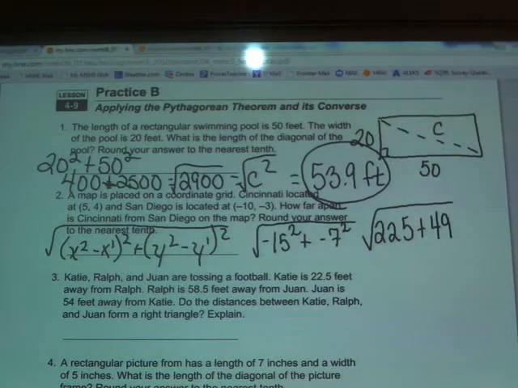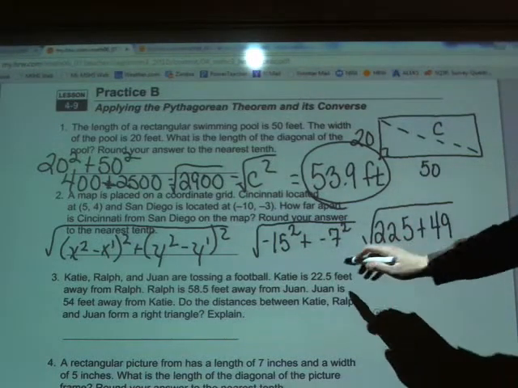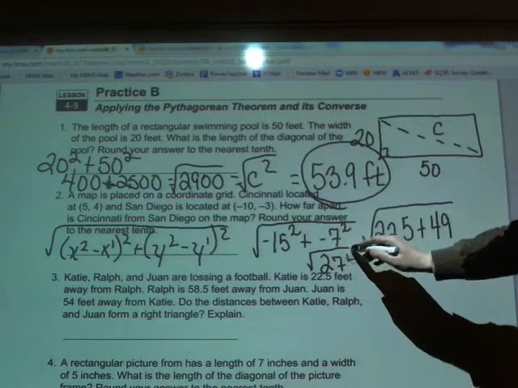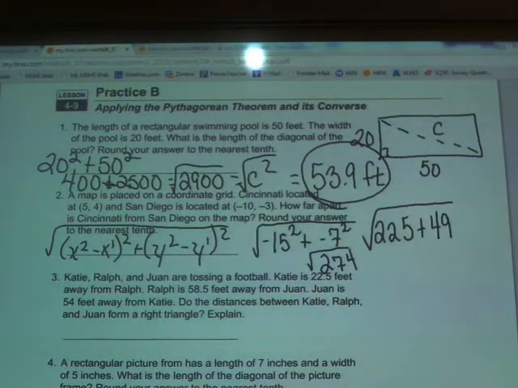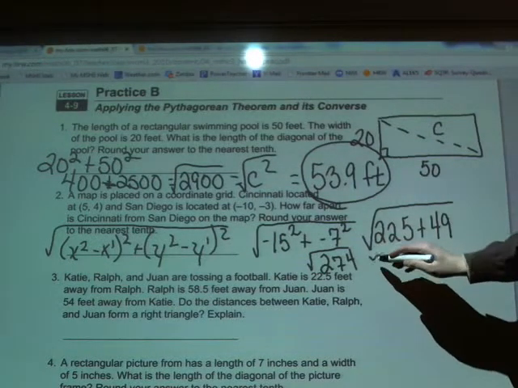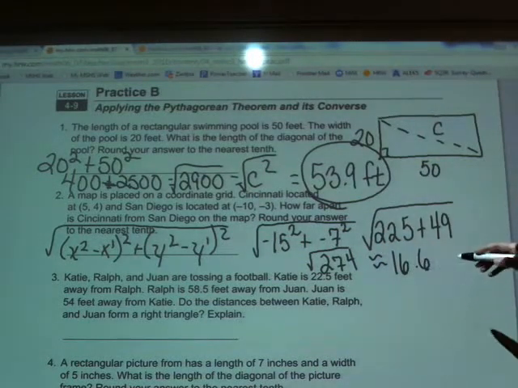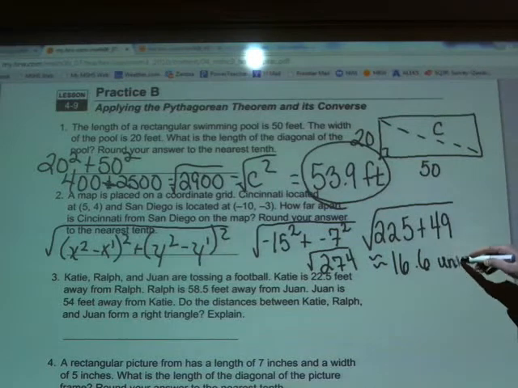So I'm taking 225 and 49 and adding them up, and I get 274. So I'm going to take the square root of 274 now. The square root of 274 is going to be my solution, and that's 16.55. Since we're rounding to the nearest tenth, we're going to say 16.6, and that's just going to be units. So there's 16.6 units of difference between San Diego and Cincinnati on this map.